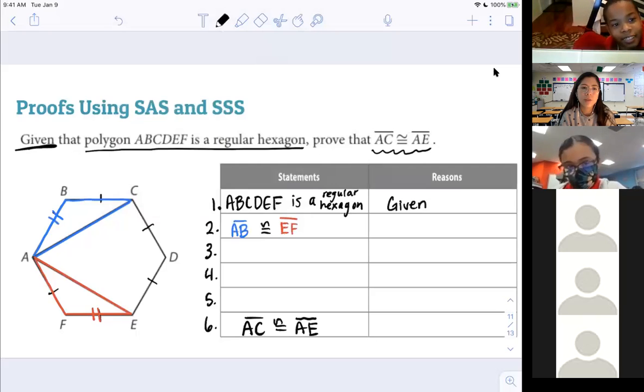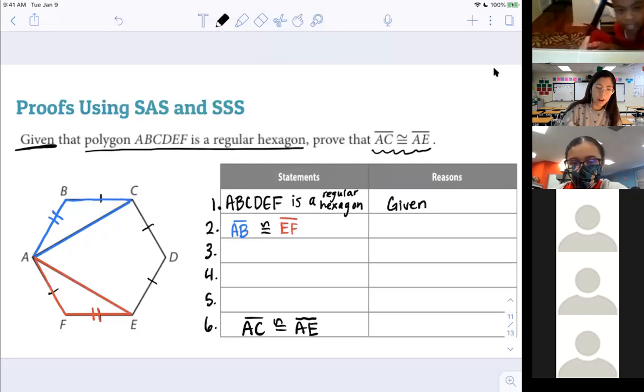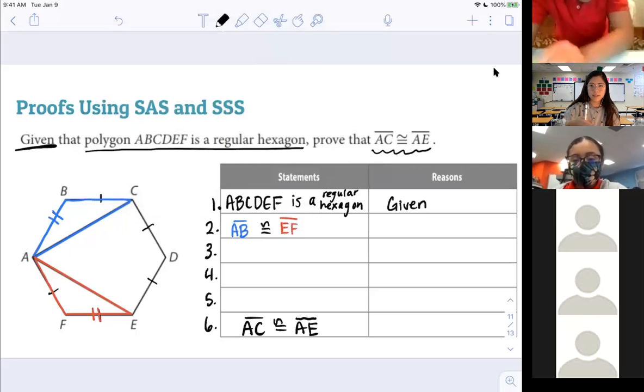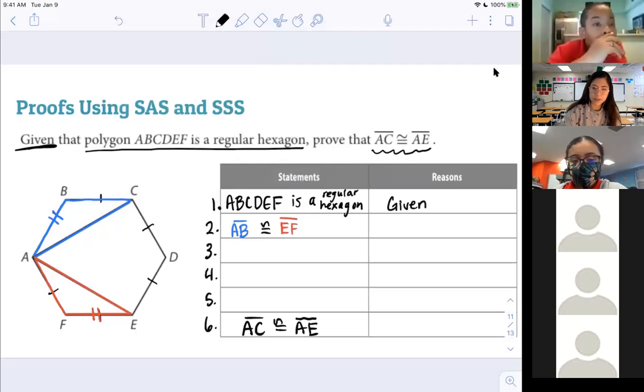Because they're congruent. Yeah, but why? Because the sides of the hexagon are congruent. Okay, and so what does that boil down to? We know that all 6 sides are the same. How do I know that? Because this is what type of hexagon? Regular hexagon. So guess what goes in number 2? The definition of a regular hexagon.